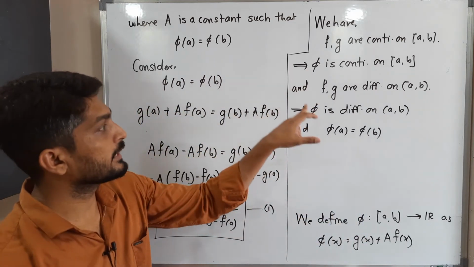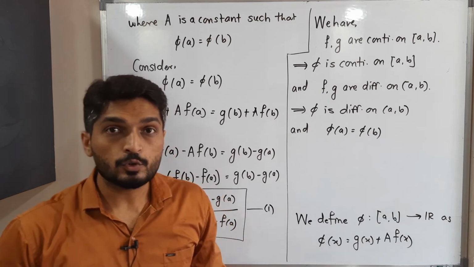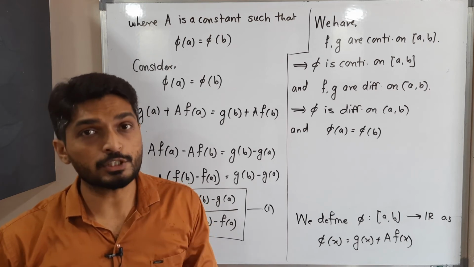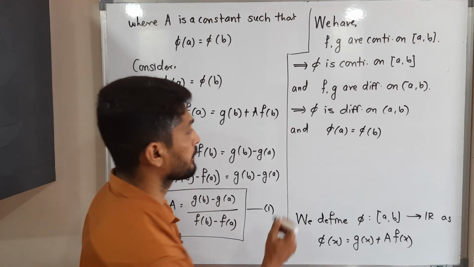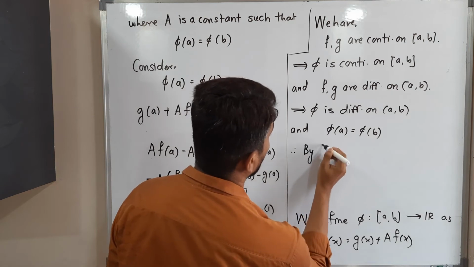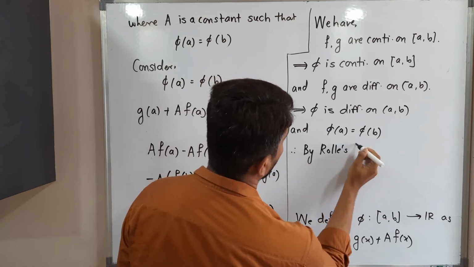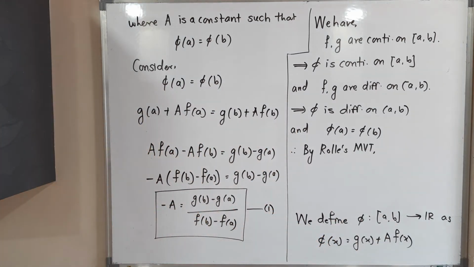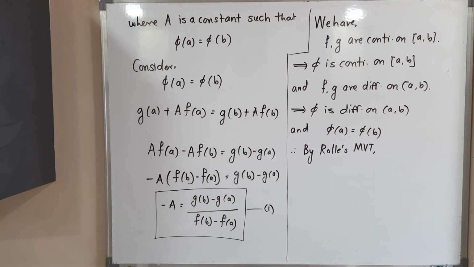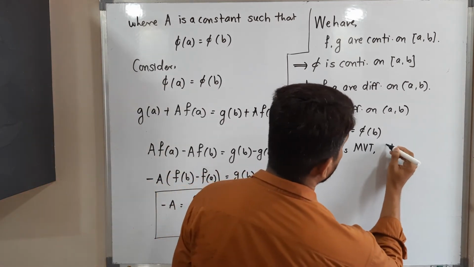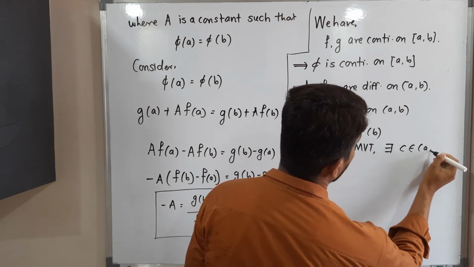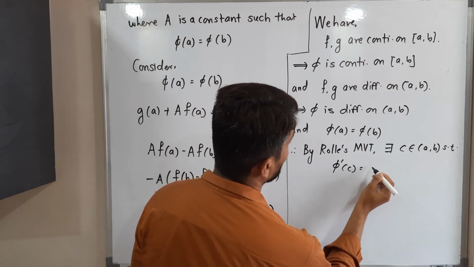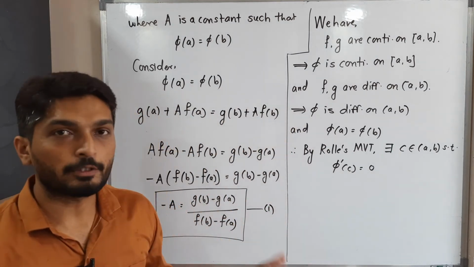See, phi is continuous, phi is differentiable, phi of A is equal to phi of B. So all these are conditions of Rolle's mean value theorem. Therefore, we can say phi satisfies all conditions of Rolle's mean value theorem. So therefore, by Rolle's mean value theorem. Okay, so let me remove this part, then we will continue. So what can I write by Rolle's mean value theorem? There exists C belongs to open interval AB such that phi dash of C is equal to 0, right? Simply I use Rolle's mean value theorem here.